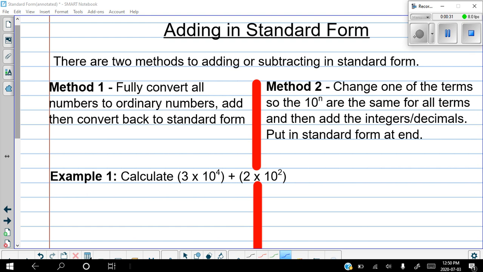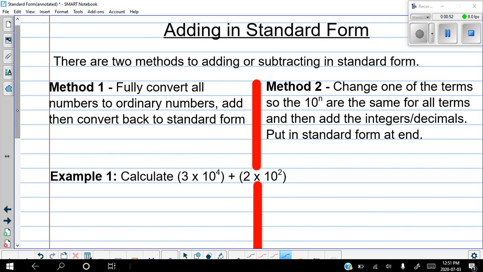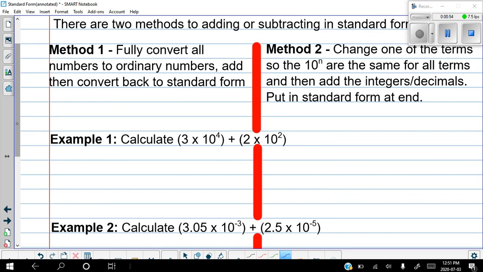Okay, so I'm going to start with method one because this is one that a lot of people enjoy, and because it shows where stuff is coming from, but it often involves, in my mind, a little bit more work. So fully convert all the numbers to ordinary numbers, then we're going to add, then we're going to convert back. So what that means for us is I have to write this first part out. So 3, and then I'm going 1, 2, 3, 4. Okay? So this first number is 30,000.